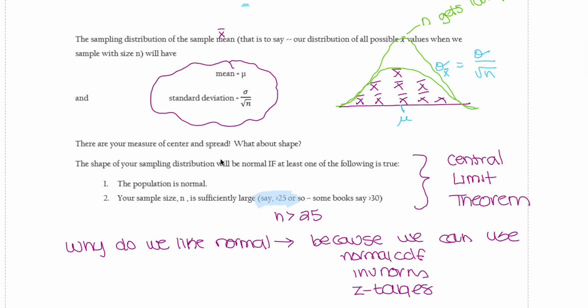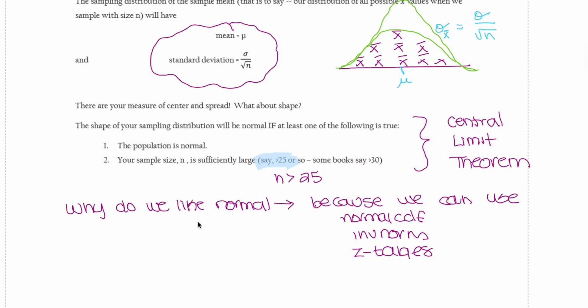What about shape? The shape of your sampling distribution will be normal if at least one of the following is true. First, the population is normal. Second, your sample size, n, is sufficiently large, say greater than 25 or so. Some books say greater than 30. It depends on your textbook or your professor, but as n gets large enough, even though the original shape of the population is not normal, it will become normal once your sample size is large enough. And this is also known as the central limit theorem.